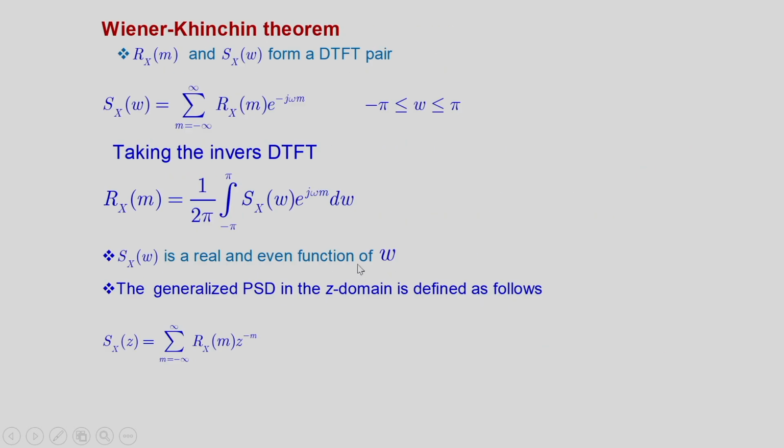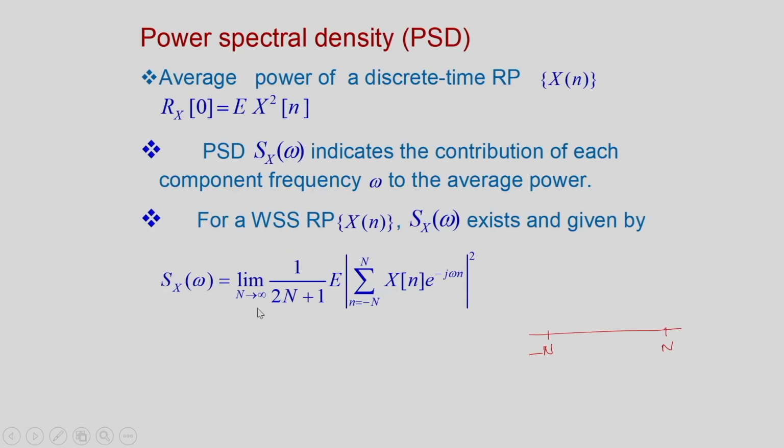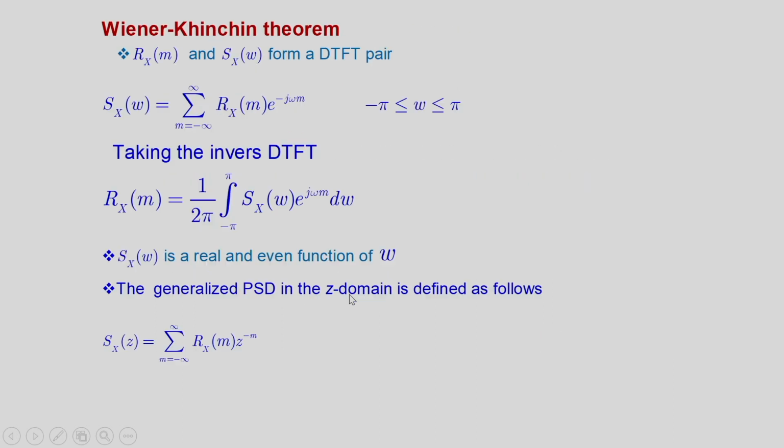From this definition, the autocorrelation function is an even function, and from this definition, the power spectrum is a real function. It is a real function because though the DTFT is a complex function, the power spectrum is only a real function. And since the autocorrelation is an even function, therefore this part is even, and since the autocorrelation function is also real, therefore S_x(ω) also must be even.